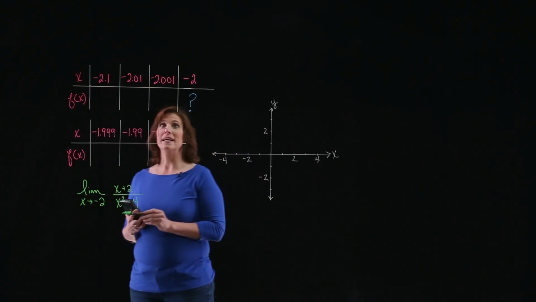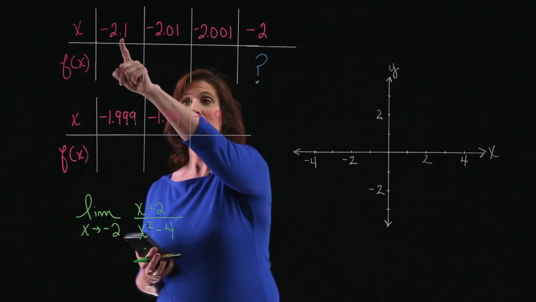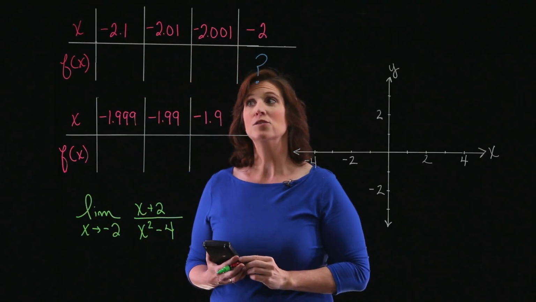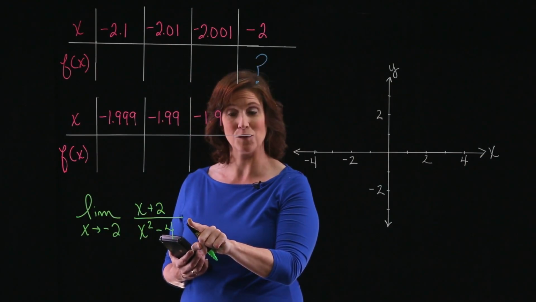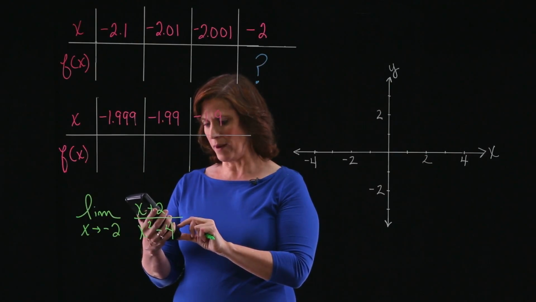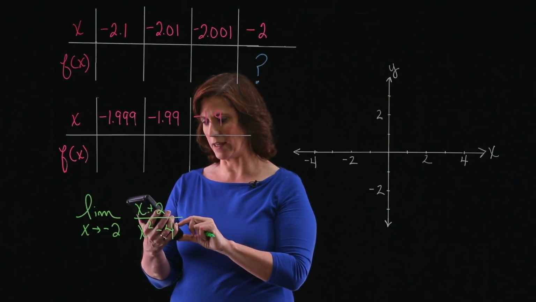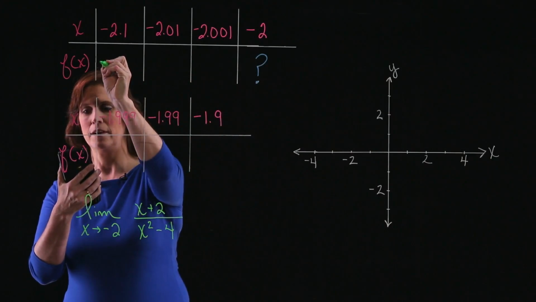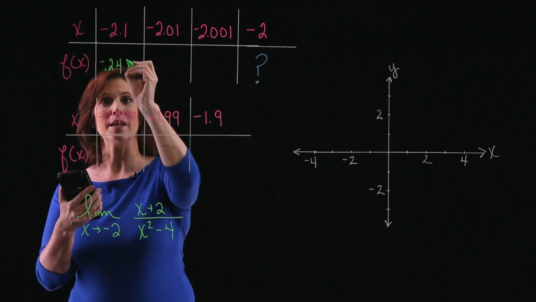I'm going to look at x as it gets closer and closer to -2. In this table, I'm getting closer to -2 from the left side. So I want to plug these data points into (x + 2) over (x squared minus 4). When I take -2.1 plus 2 and divide that by -2.1 squared minus 4, I'm going to get a negative 0.2439.